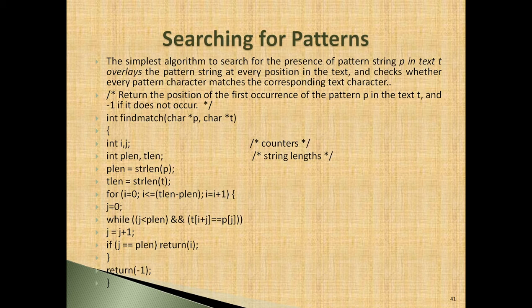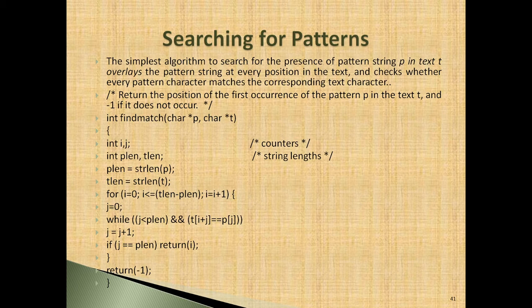Here the code is given to find out the first occurrence of the pattern P in the text T, and -1 if it does not occur. That means we are finding the given pattern within the text string, and if this pattern P is not present in the given text string, then it will return -1.